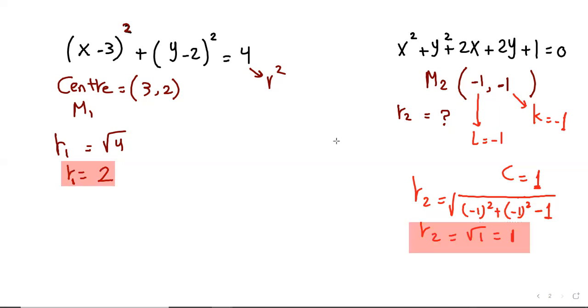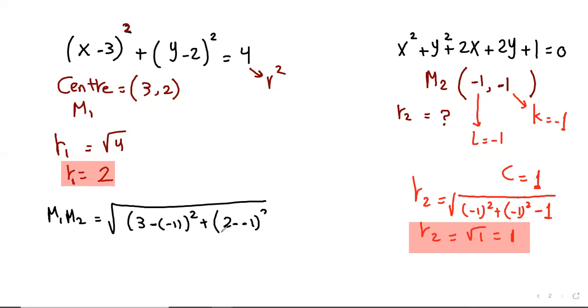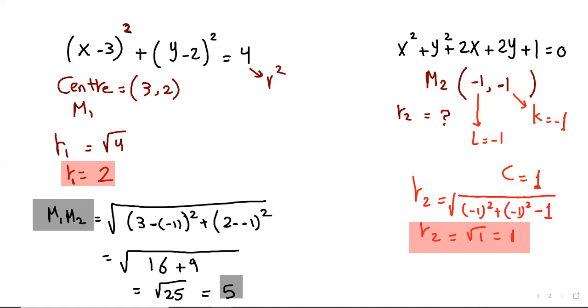Okay? The next step is M1, M2, the line of centers, the distance between them, which equals the square root of 3 minus negative 1 to the power of 2, plus 2 minus negative 1 to the power of 2. Which is the square root of 4 to the power of 2, which is 16, plus 3 to the power of 2, 9. The square root of 16 plus 9, 25, which is 5. So M1 M2 equals 5.